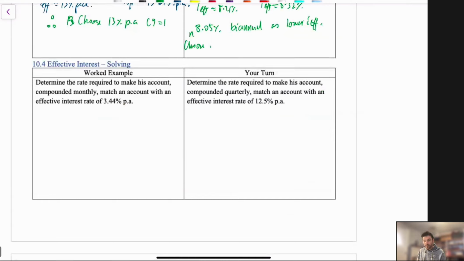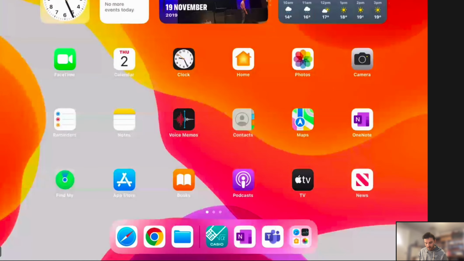Now, we could use the effective interest rate formula like we had in the previous lesson. If I was going to do this, I'll just write it out. And then we want to solve for this. So it says, determine the rate required to make an effective interest rate of 3.44%. So this is a decimal. 1 plus R, we don't know what that is yet. It's compounded monthly. And we can put that into solve.